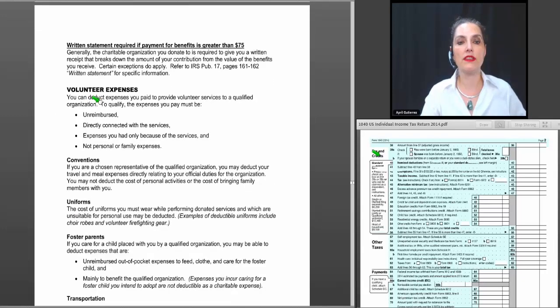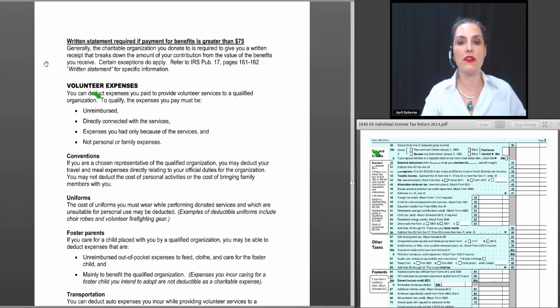You should get a written statement if the payments for benefit are greater than $75, and generally the charitable organization you donate to is required to give you a written receipt that breaks down the amount of your contribution from the value of the benefits that you receive. Certain exceptions do apply, and you can read Publication 17, pages 161 to 162 for more on that.